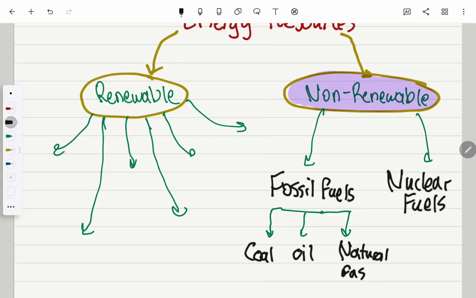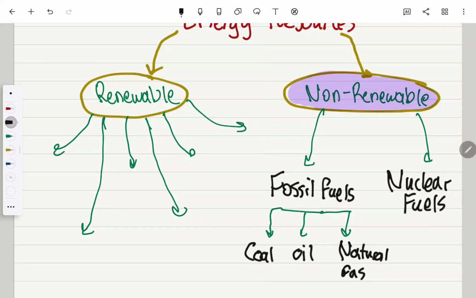Another example for the non-renewables is nuclear fuels. We're not going to go too deep into either of them, but both of them basically work in the same way, which we're going to discuss in a little bit. The common thing between fossil fuels and nuclear fuels is that once you use them, they run out. There is a lot of fossil fuels in the earth, but you can make them run out if you overuse them, and that goes the same for nuclear fuels.